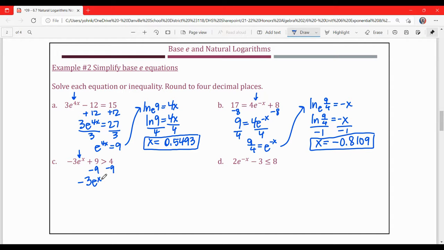Negative 3e^x is greater than negative 5. Divide both sides by negative 3. e^x, I divided by a negative, so I need to flip the inequality, is less than. Negative divided by a negative is positive, 5/3. Then I can change this to logarithmic and say ln e 5/3 is less than x.